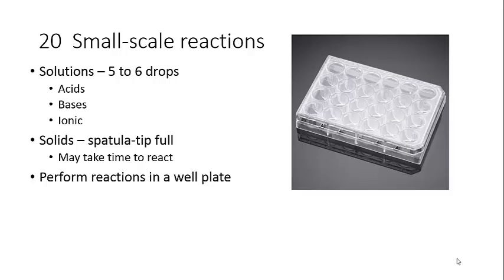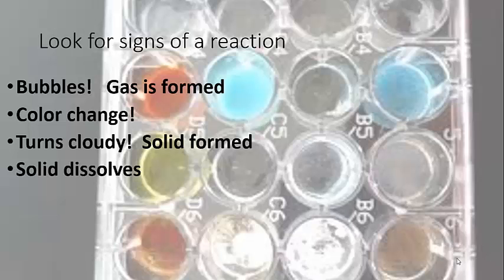The solids, use your spatula. This is your metal spatula that's in your drawer. And just a little tipful of the solids. Put that in your well plate. Add your solutions. You should have a glass stirring rod. You can watch for the reactions, stir with the glass stirring rod, see if you see some of the reactions taking place. If not, you can add some more reactants to it. So we're going to be performing these reactions in the well plate, and let me just show you an example of some of these reactions.